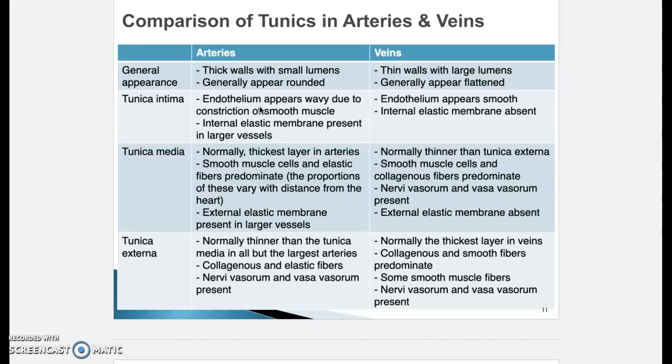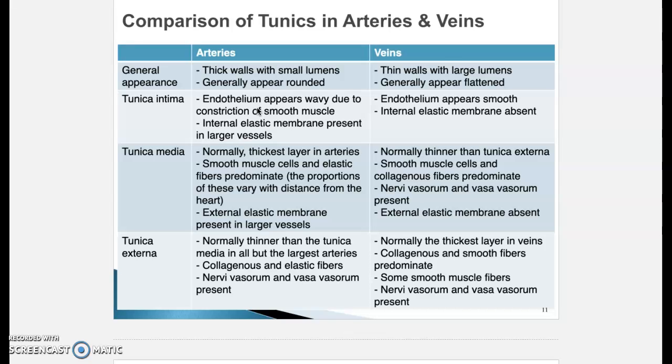In larger arteries, there is a distinct thick layer of elastic fibers known as internal elastic membranes, sometimes referred to as the internal elastic lamina. This provides structure and allows the vessel to stretch. It is also permeated with small openings that allow exchange of materials between the tunics. Internal elastic membranes are not present in veins.